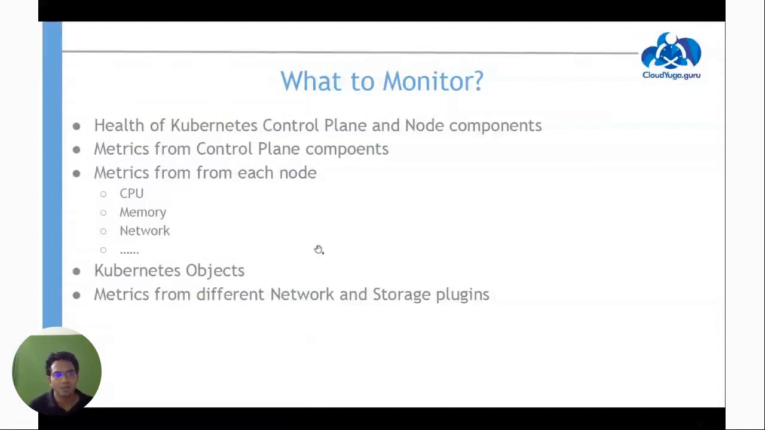Then how would you monitor the metrics from different storage or network vendors? For example, you have a Kubernetes cluster, but you deployed storage using Rook. Rook is the operator, and Ceph is the storage software which is deployed by Rook. How would you monitor the metrics from those? All these things you have to consider when you think of monitoring a Kubernetes cluster. So how would you monitor these things?